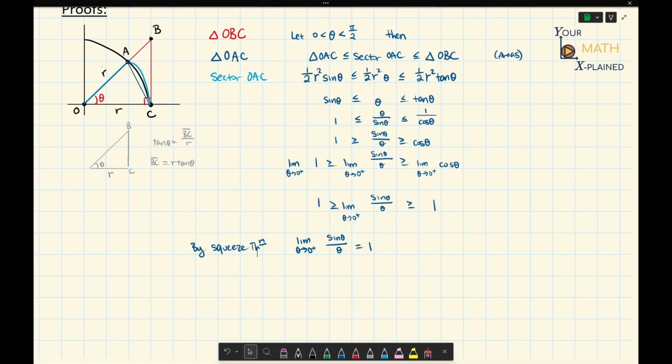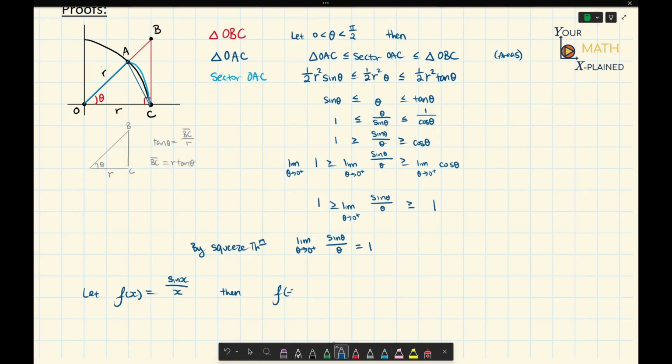And it's going to be very similar. The only difference is that you have to watch out for the sign, because when theta is in between 0 and negative pi over 2, that means we're in quadrant 4, which means sine theta is going to be negative. But we're actually going to take a shortcut here, and we're going to use the fact that sine theta over theta is an even function. So meaning we're going to let the function f of x be equal to sine x over x.